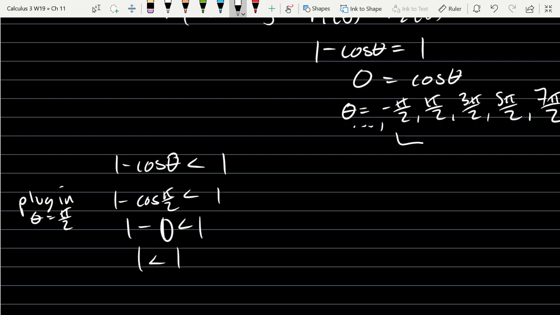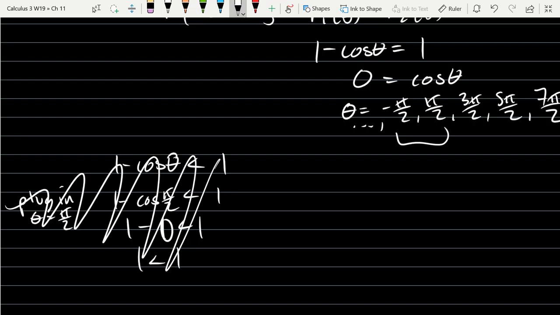So what value is in between negative pi over 2 and pi over 2? That's really easy: 0. Usually I'll just go halfway in between those two numbers. If we fail at this one, we'll grab the number between pi over 2 and 3 pi over 2, which would be pi. So we're about to see. We're going to try 0 here.